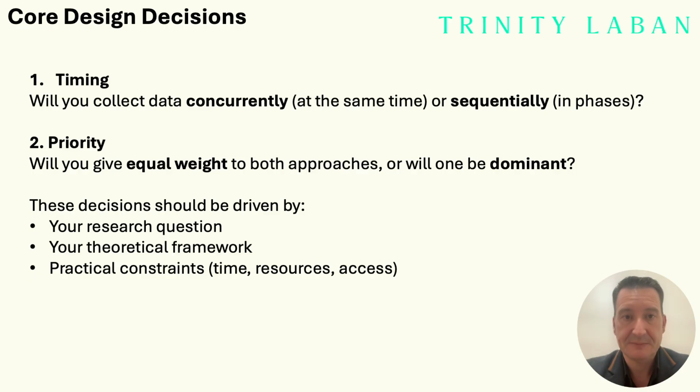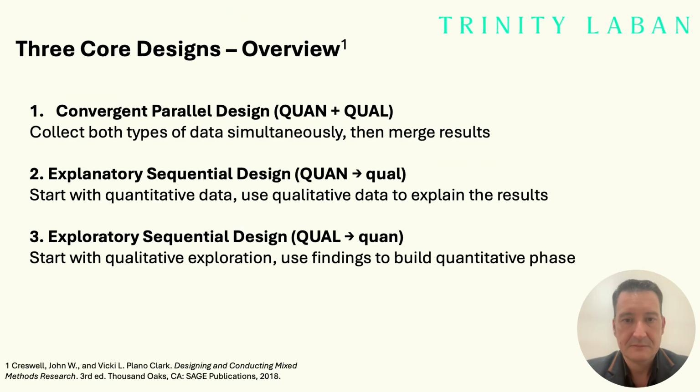Concurrent designs require you to do both strands simultaneously, which is harder, especially if you're still learning about research as a fundamental skill. So these two decisions, timing and priority, combine to create different design types. And we're going to look at 3 core designs that you're most likely to encounter and perhaps want to use. So the 3 designs on this slide are the core types of mixed method design that you're most likely to want to use. And they're the 3 which are probably most frequently talked about in the literature.